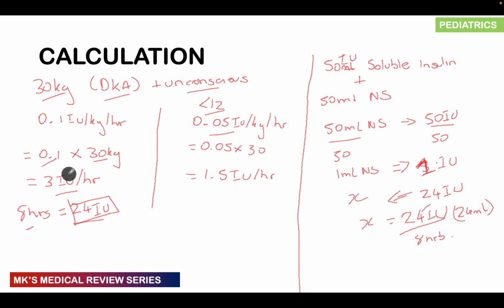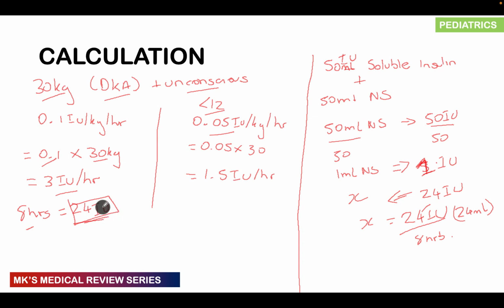It's very difficult to give 3 international units per hour, especially if you do not have an infusion pump. So what are you going to do? We're going to aim to give it 8 hourly as a continuous infusion. So if in 1 hour you're giving 3 international units, in 8 hours you should multiply 8 by 3. So it means you should give 24 international units over 8 hours.